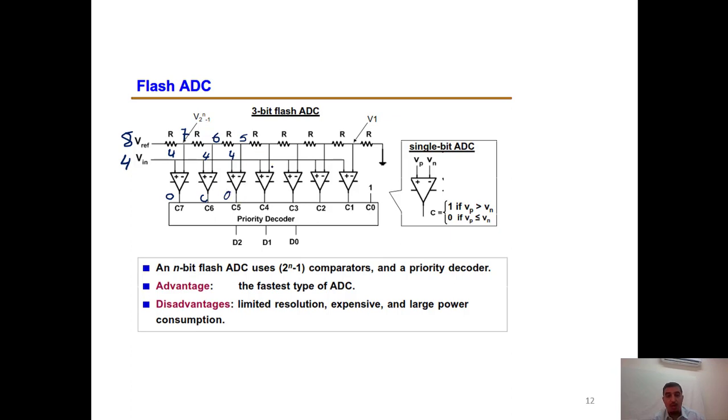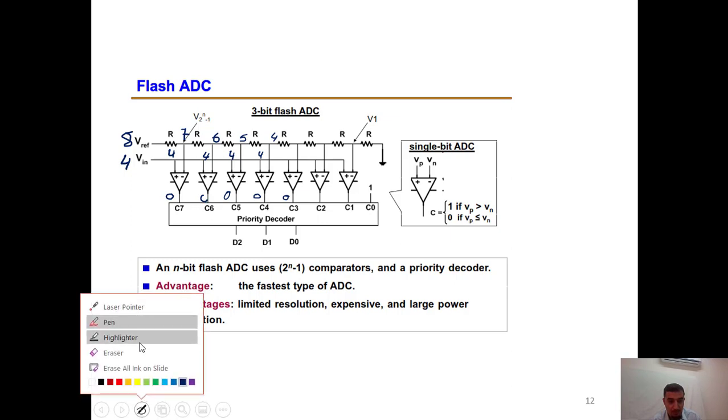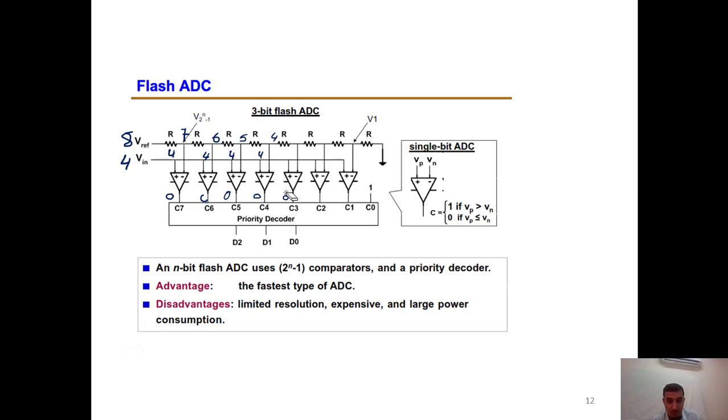This is 0. Then 4 and 4. Is 4 greater than 4? No. Then, sorry, the 0 should be here, and I will delete this one. Then we have 4 compared with 3. This is 3, and this is 4.